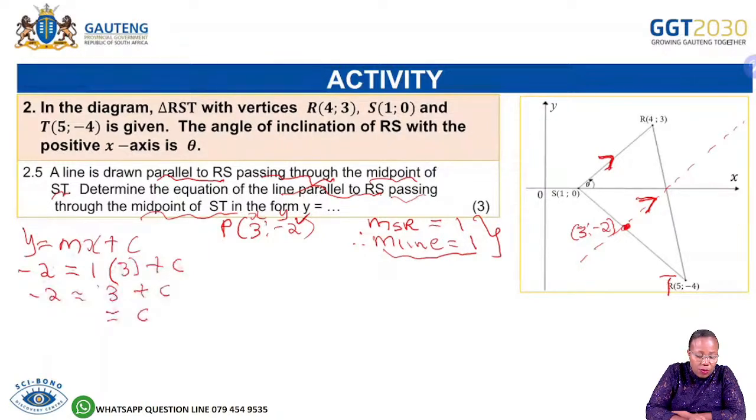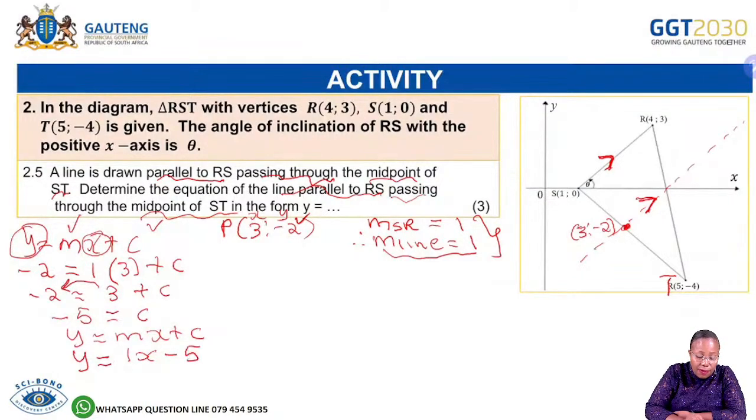And then we transpose 3 to this side. It will be minus 3 minus 2, which is minus 5. That is the value of c. And then now we want to finalize the equation. We take the original mx plus c, we leave y and x, and substitute m and c. Then the equation will be y equal to, the gradient is 1, remember, x, and then c is minus 5. Therefore, that is the equation for that line. Y equal to x minus 5 is the equation of that parallel line.